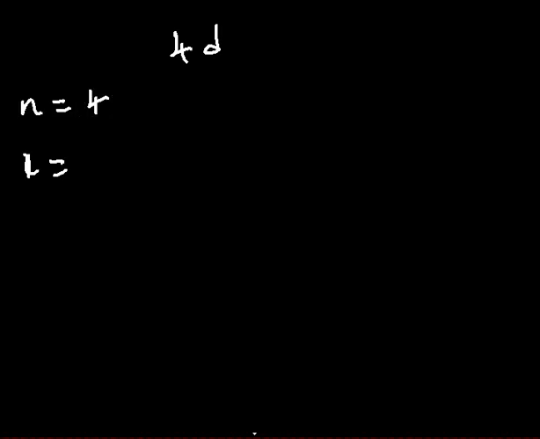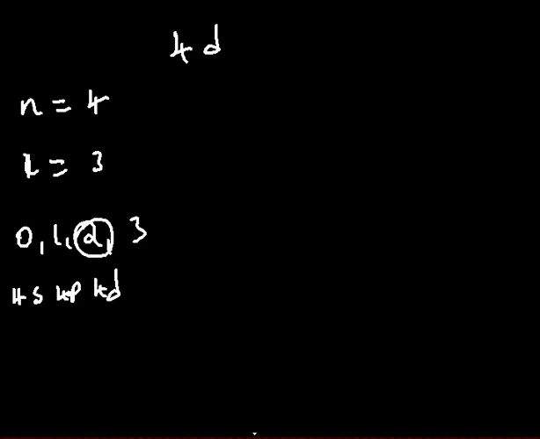Actually, we'll have it as 3. Then we should have the L corresponding to 4d. And how should you have that one? We have 0, 1, 2, 3. And this corresponds to 4s, this is 4p, and this is 4d. So which means the L corresponding to 4d is given as 2.